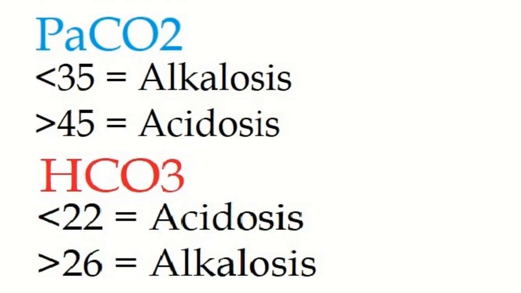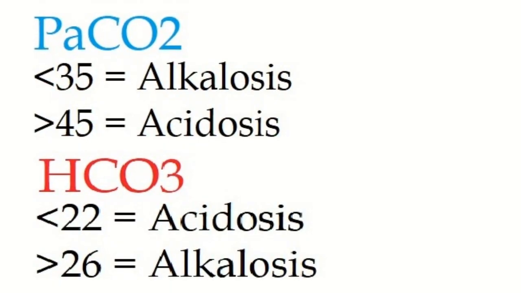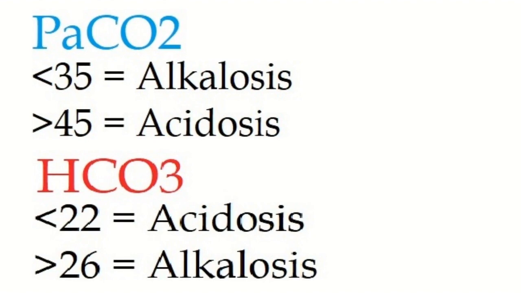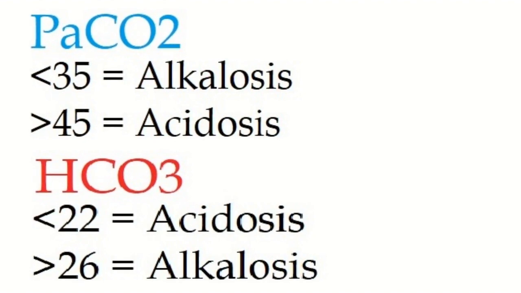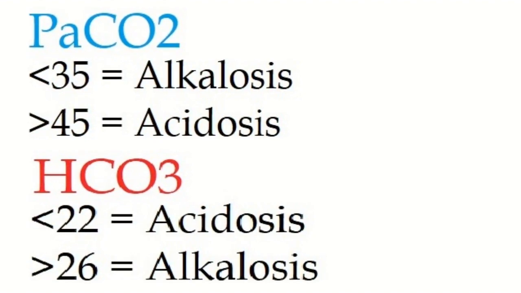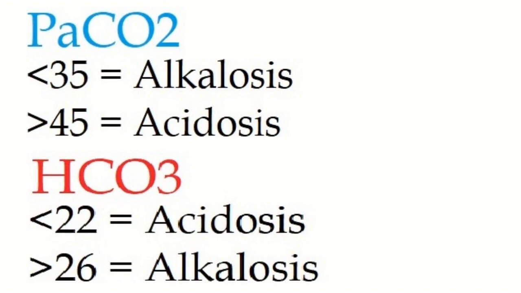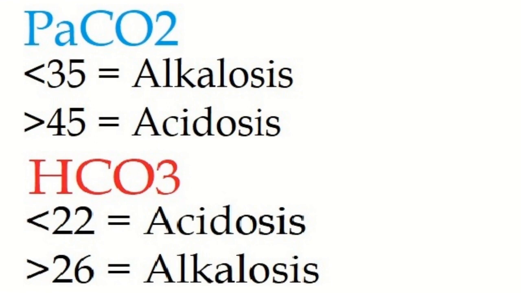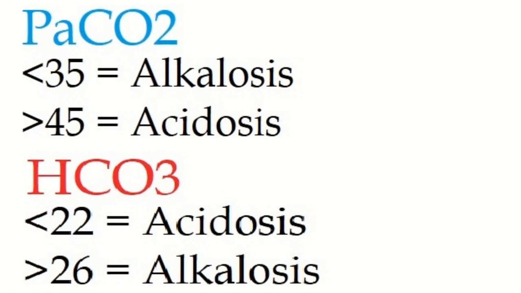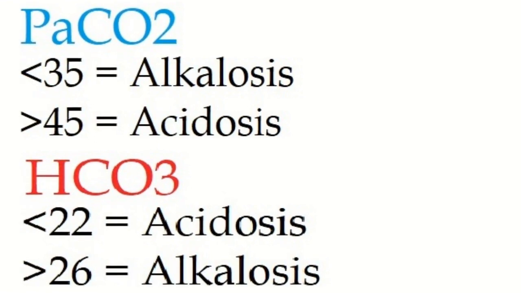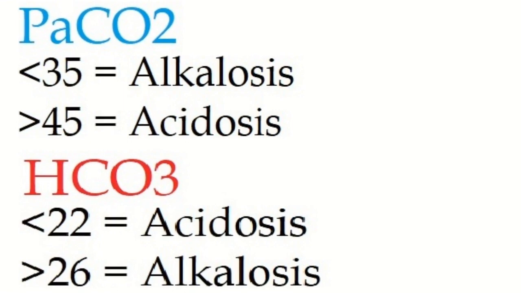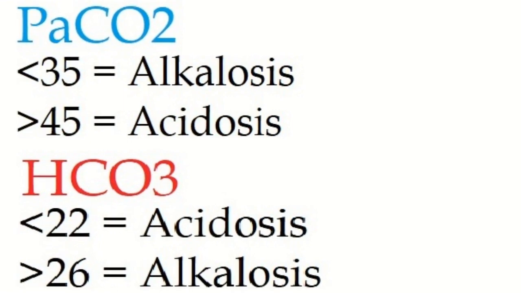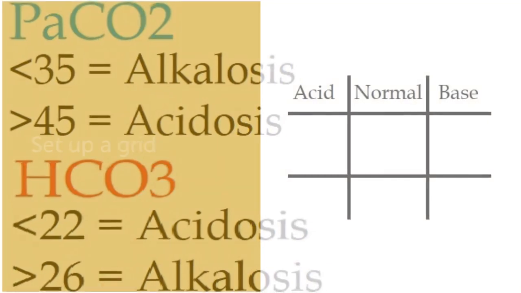So, if we have a PaCO2 less than 35, we have a respiratory contribution to an alkalotic state. If we have a PaCO2 greater than 45, we have a respiratory contribution to an acidosis. Conversely, if we have a bicarb less than 22, we have a metabolic contribution to an acidosis, and if we have one greater than 26, we have a metabolic contribution to an alkalosis.